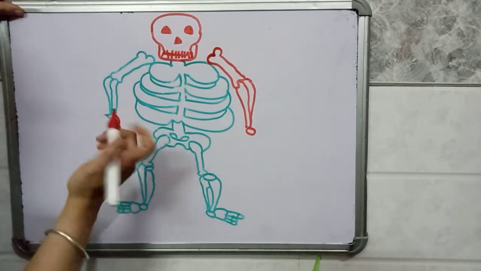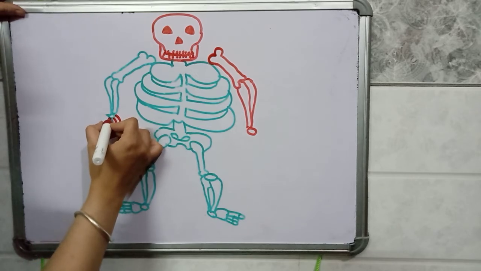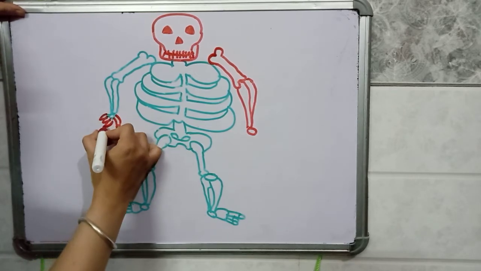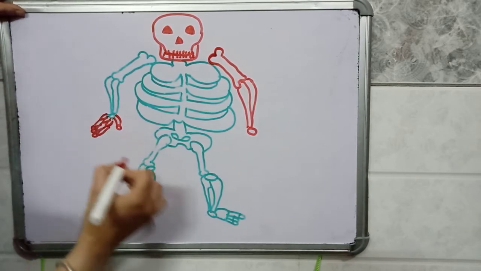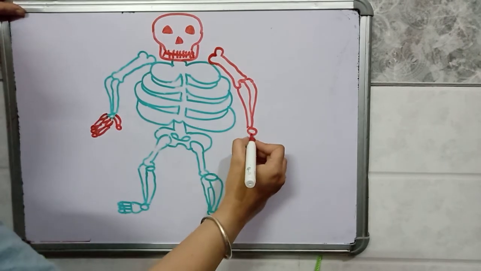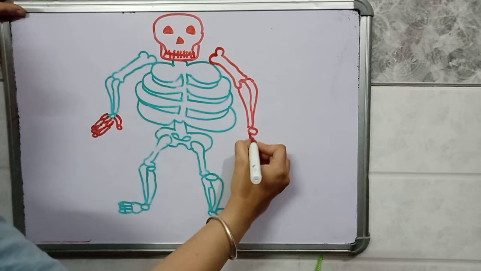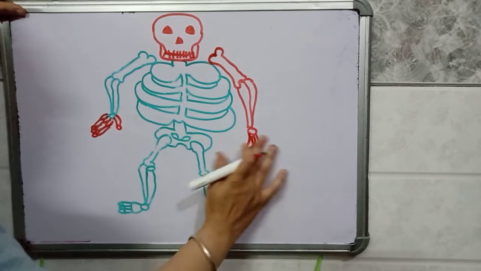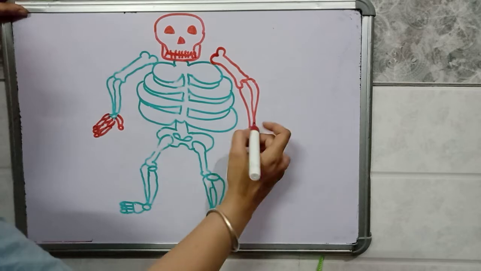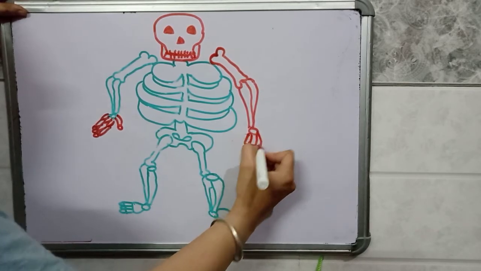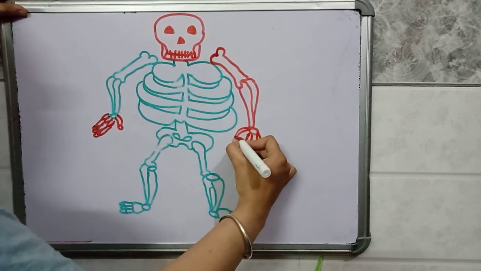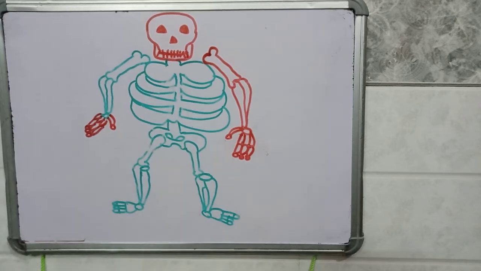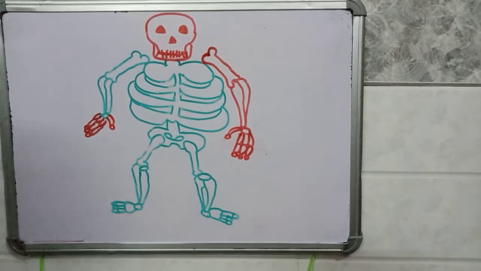The marker is very thick, so it's difficult to make fingers. Draw finger bones like this. Okay. Now I am drawing the bones present in our hand. Okay, so in this way you can make the human skeleton system.